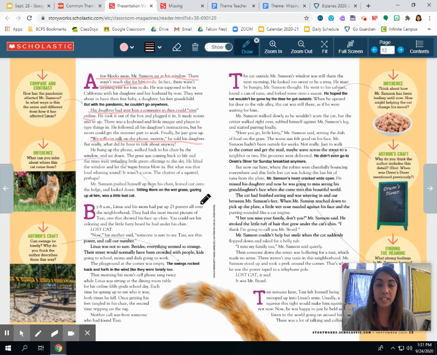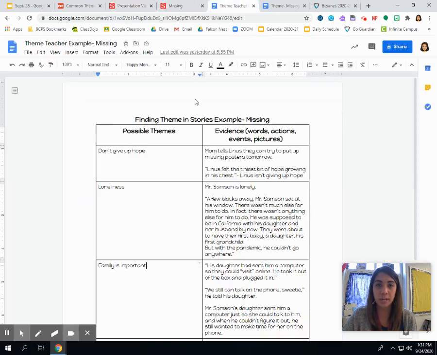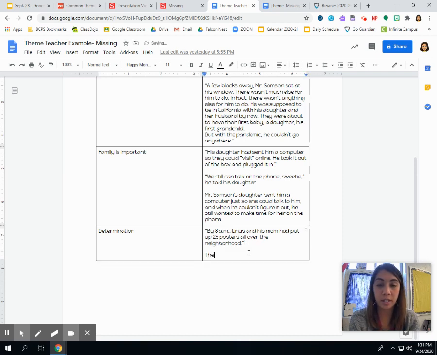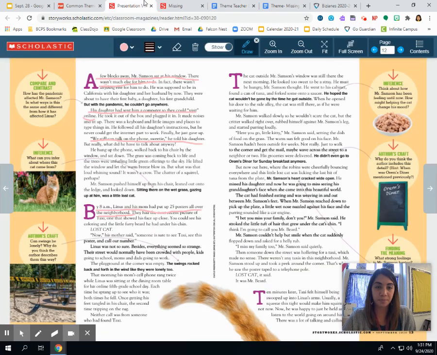By 8 a.m., Linus and his mom had put up 25 posters all over the neighborhood. That's a lot of work. I think that shows me determination. By 8 a.m., Linus and his mom had put up posters all over the neighborhood. They are not giving up on finding Taxi and are doing all that they can. They are determined to find him. That could be another possible theme.